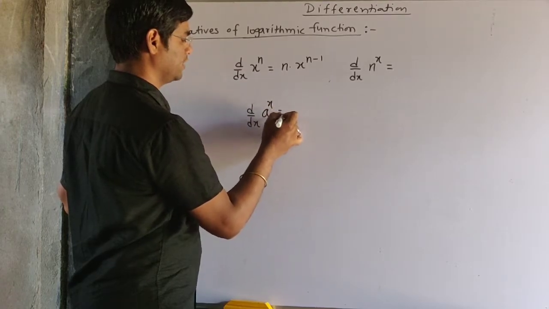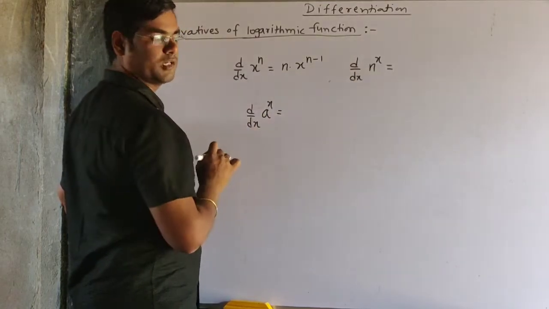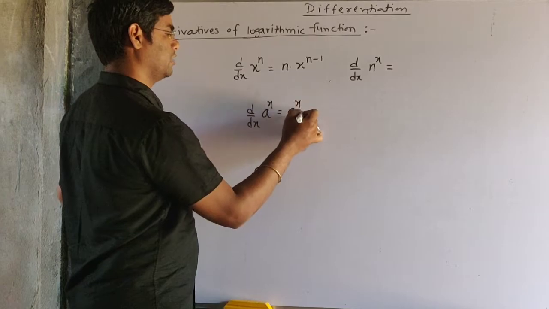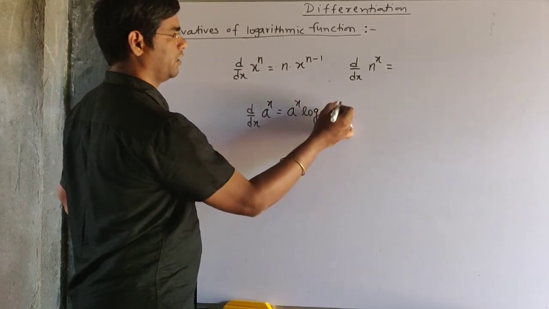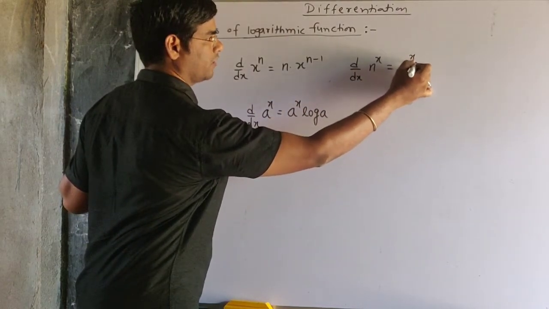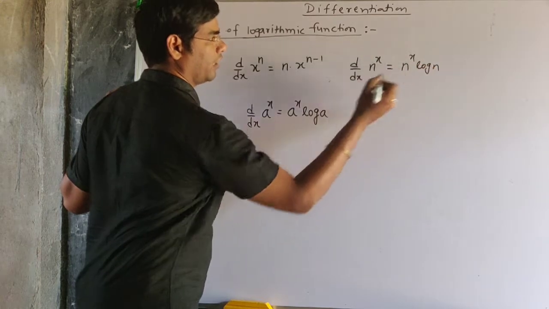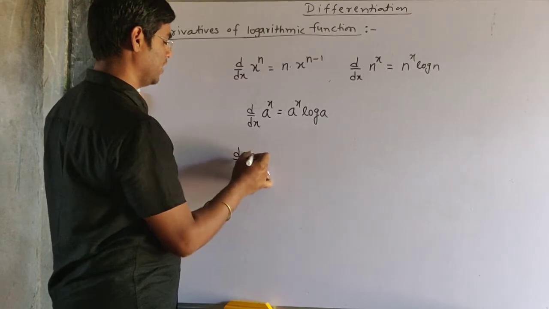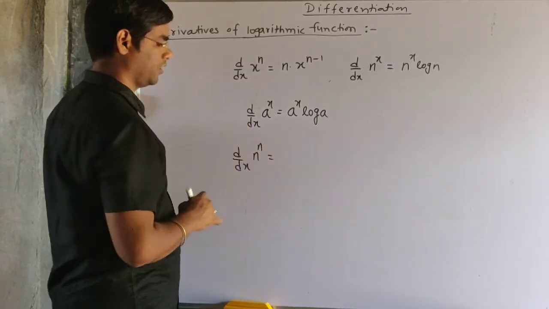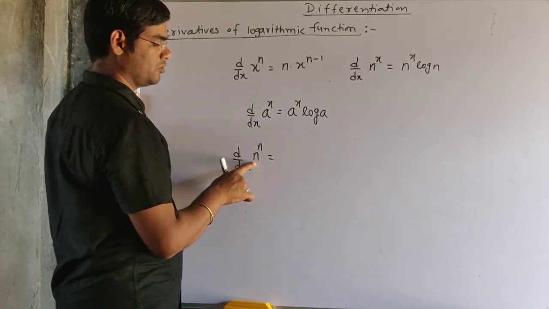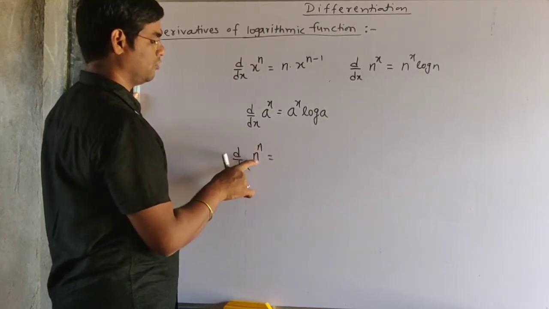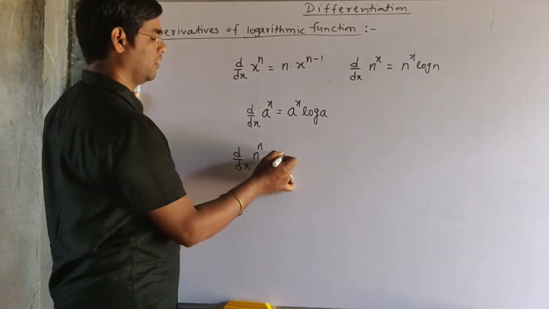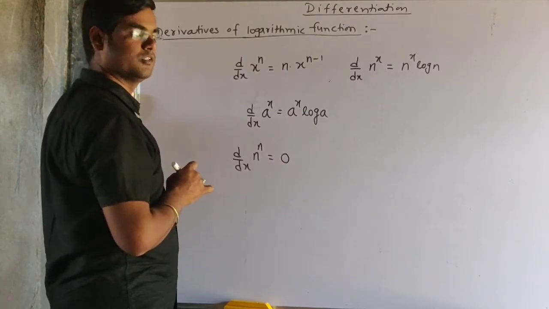What is the derivative of a raised to x? a is any constant, so n is also a constant. The derivative of a raised to x is a raised to x into log a. And n raised to x is n raised to x into log n. But if we have n raised to n or a raised to a, it is constant, since constant raised to constant is constant, and the derivative of a constant is 0.